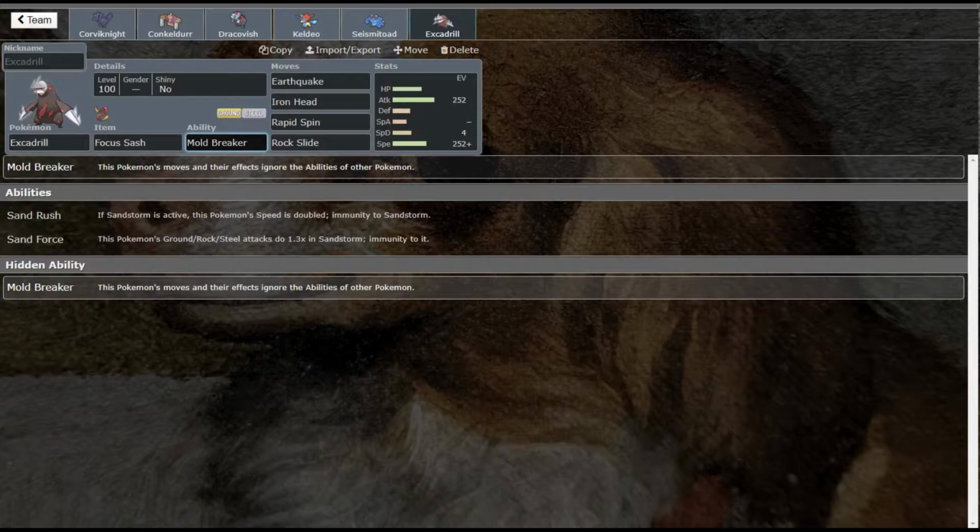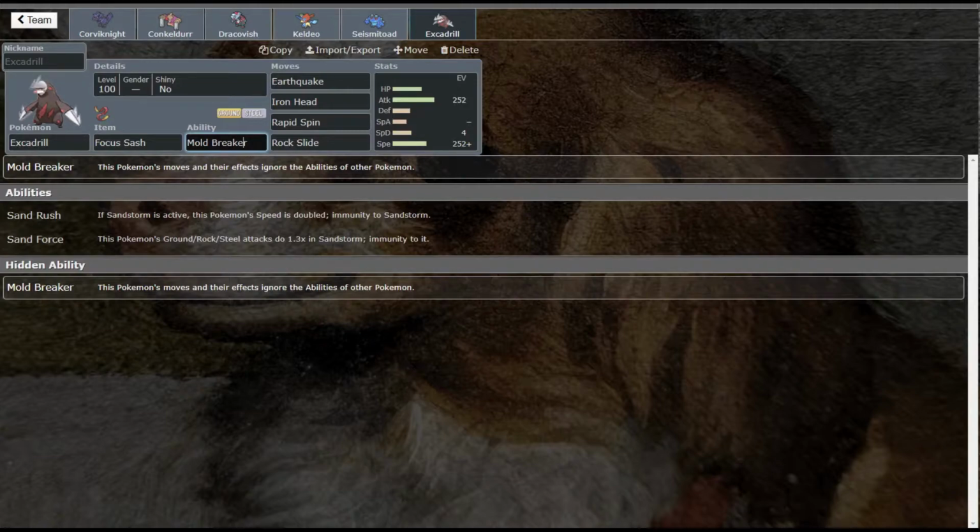It also can set up rocks, it can rapid spin, it does a lot of things really, really well. And so I've thrown here a set that we've used on the channel, minus the Rock Slide. We used rocks right there, but just for damage calc purposes, I threw it on there so that you could see how much that move does. And then of course this thing gets Sand Rush.